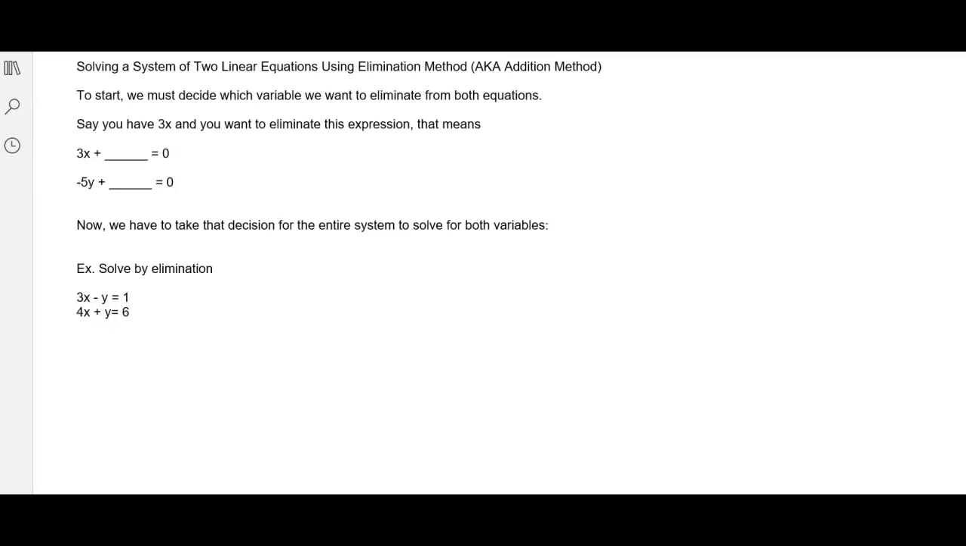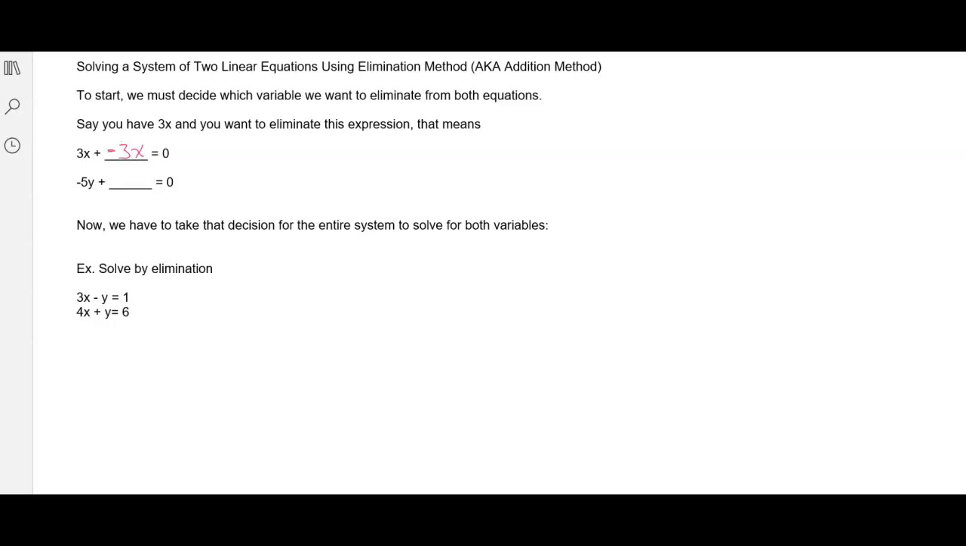Now, let's say that you have 3x and you want to eliminate this 3x to make it equal to 0. So we have to wonder, what can we possibly add to our 3x to make it 0? This means that if you have a positive 3x, we need to add a negative 3x. They are like terms, they're opposite in sign, and therefore they will cancel each other.